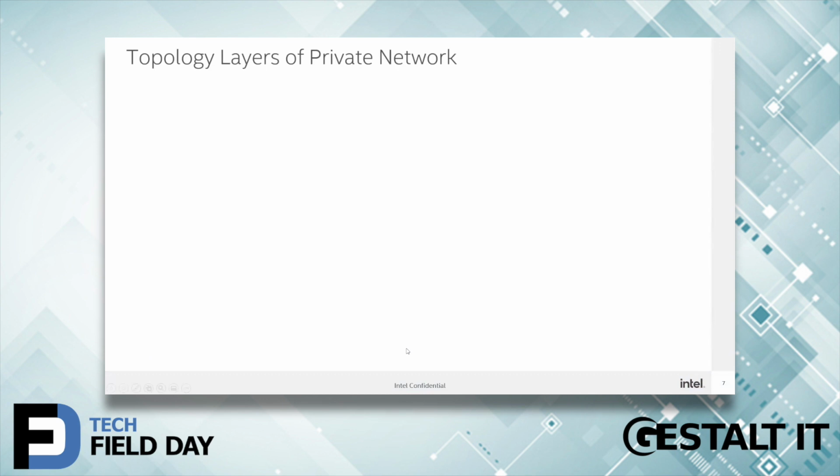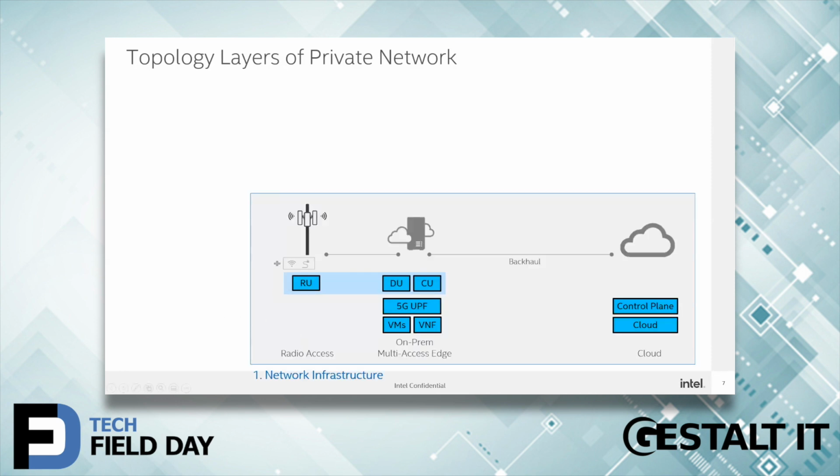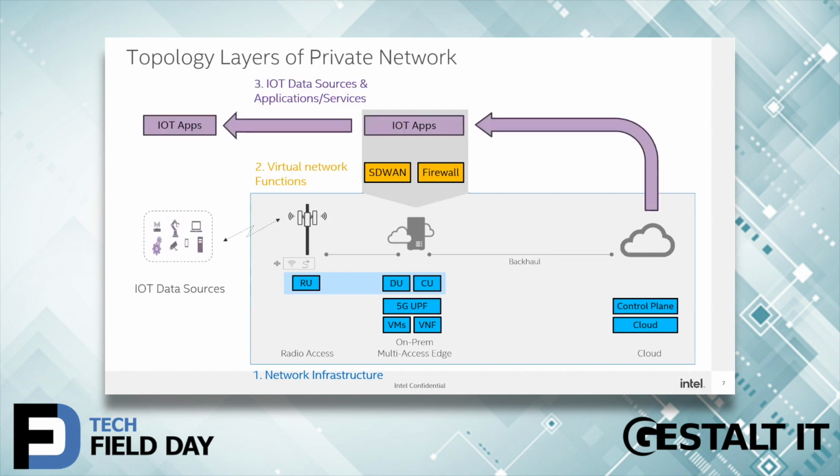Before I go into the use cases, I want to talk about the 3 layers of private networks. This is important to understand as we look at the overall motive for private networks in the space of IoT verticals. One is the network infrastructure layer. This consists of the radio access network, edge computing, and the cloud. The second one is the virtual network function. This is about SD-WAN and firewalls, an integral part of any enterprise environment. And the third one, equally important, is the IoT data sources and IoT application services.